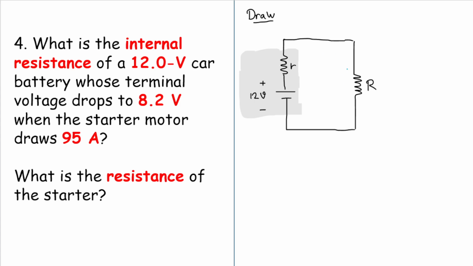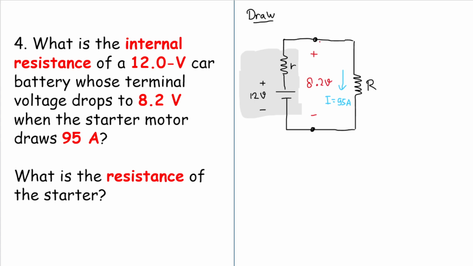Because they are in series, all the current is the same. So we have this I here as 95 amperes. But then when it is 95 amperes, the terminal voltage, which is the difference between this node here and this node here, will be 8.2 volts, right?